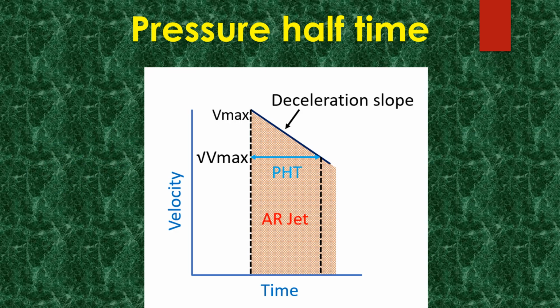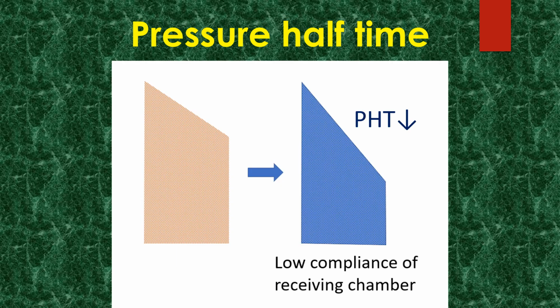PHT is the time required for peak pressure gradient to reduce by half, which will correspond to a decrease in peak velocity by a factor of square root of 2. PHT of a regurgitant jet depends on the severity of the regurgitation and the compliance of the receiving chamber. If the compliance of the receiving chamber is low, the pressure in the receiving chamber rises rapidly and the pressure gradient decreases rapidly, leading to a steep slope of the Doppler tracing and a low pressure half-time.